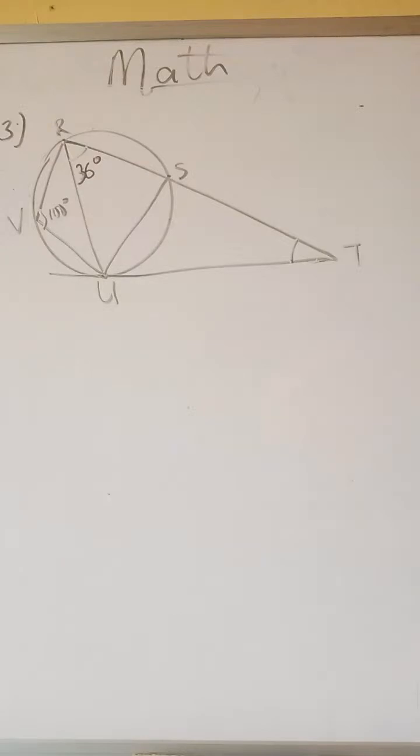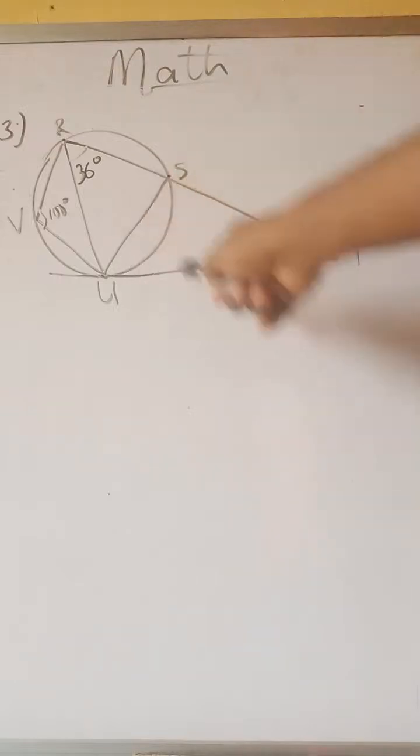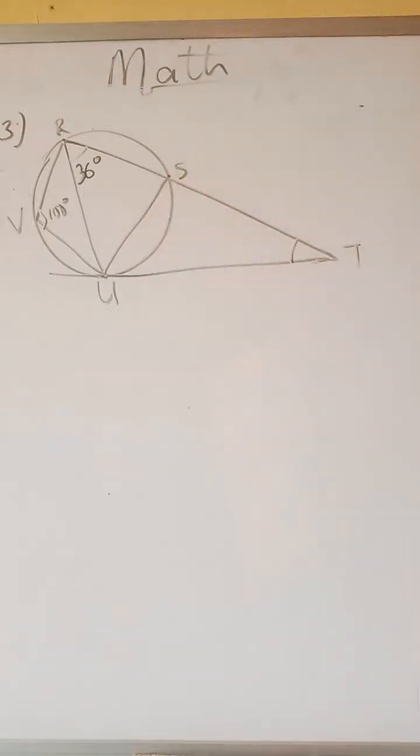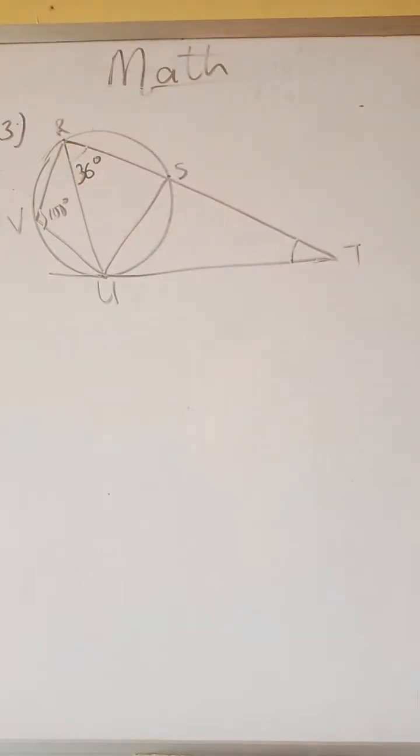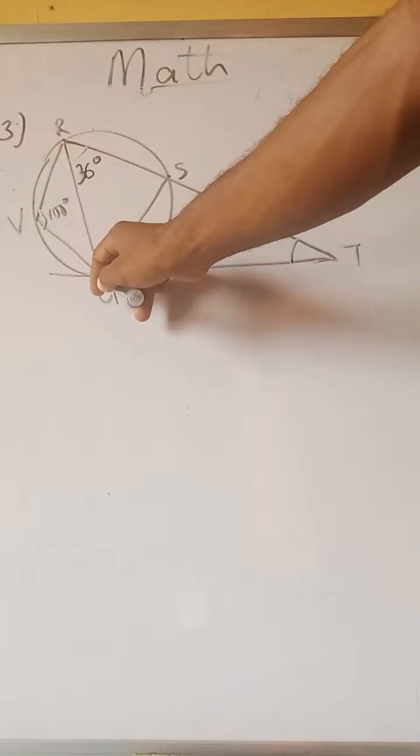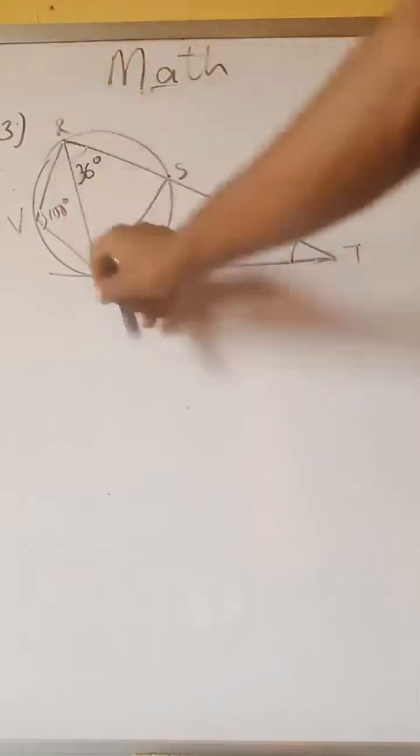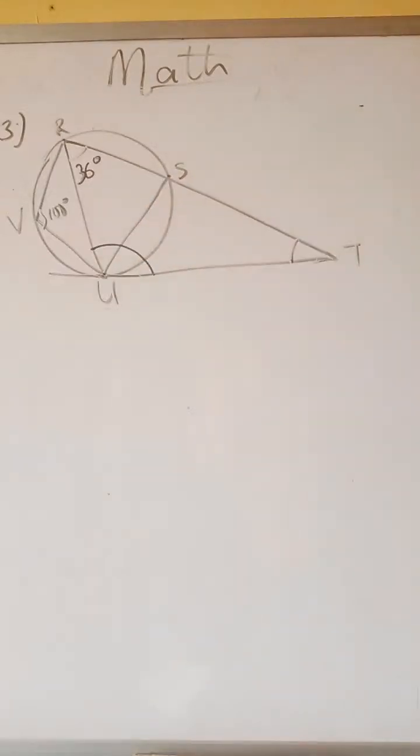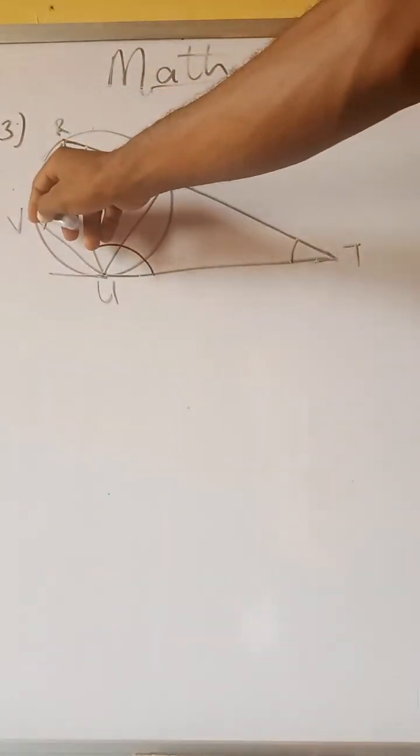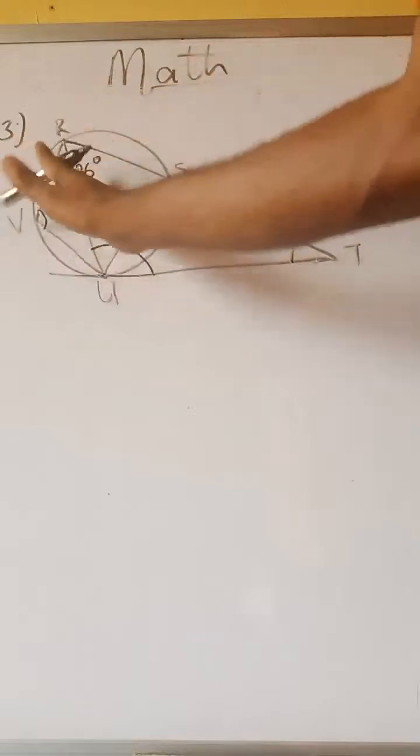Now, one of the theorems states that the angle between the chord and the tangent is the same as the angle in the alternate segment. If you want to work with that theorem, that gives us the answer fast. So in other words, the angle between this chord and this part of the tangent, that's this angle, equals the angle in the alternate segment. This is the angle in the alternate segment.